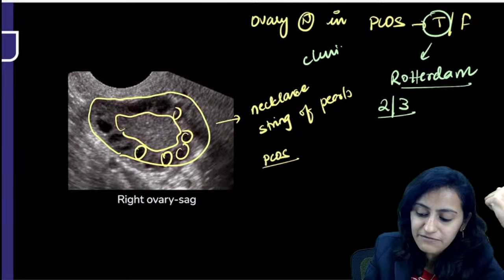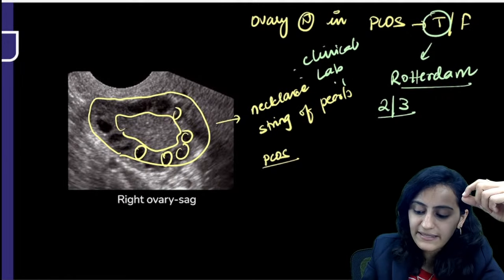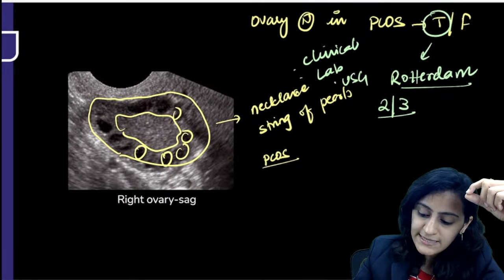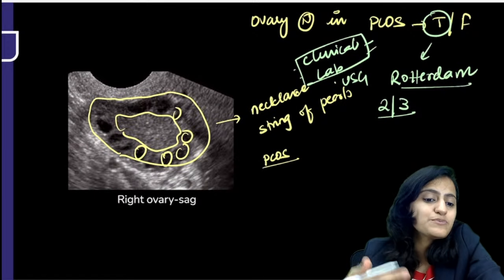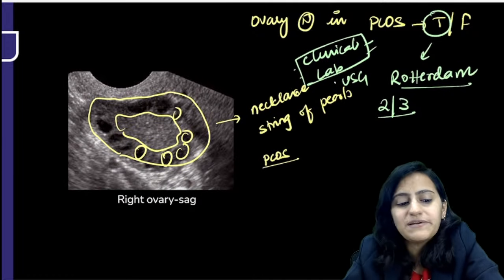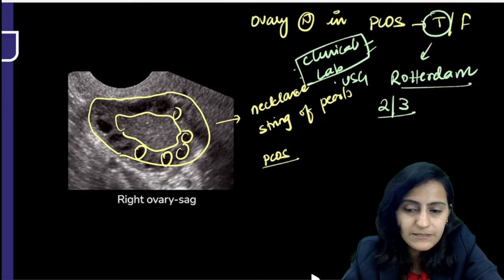That is the clinical features, right? Then you have the lab features, and then you have the ultrasound features. So even if clinical and lab features are suggestive of PCOS, we still make a diagnosis of PCOS, right? Ultrasound can be normal. Okay.